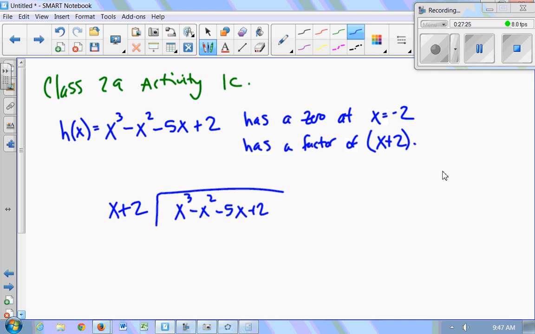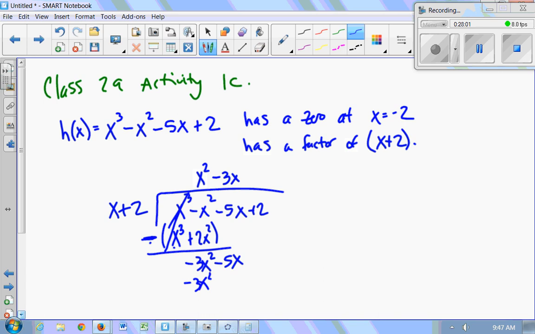Okay, x times what gives you x cubed? X squared. X times x squared is x cubed. X squared times 2 is 2x squared. Subtract. X cubed minus x cubed is 0. Those cancel. Negative x squared minus 2x squared is -3x squared. Bring down the -5x, and we start again. X times what would give you -3x squared? -3x. -3x times x is -3x squared. -3x times 2 is -6x.